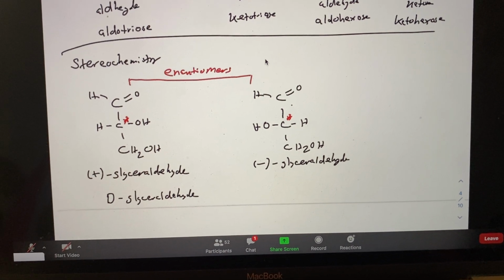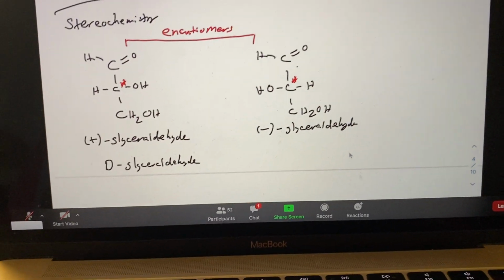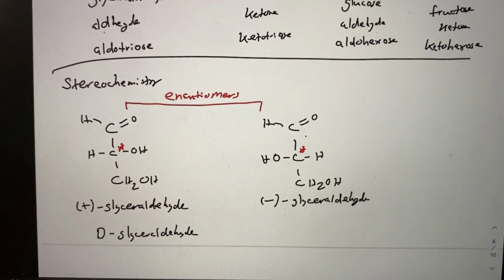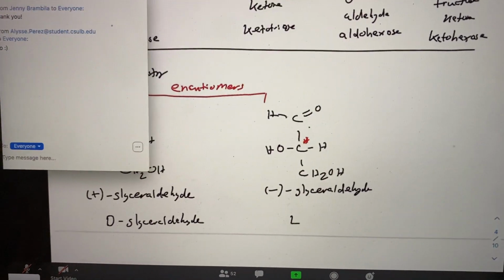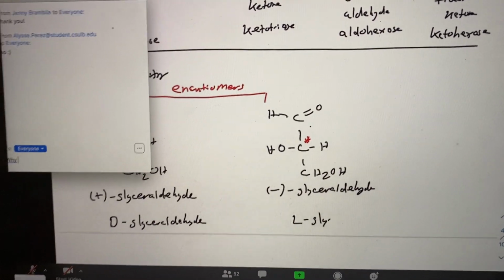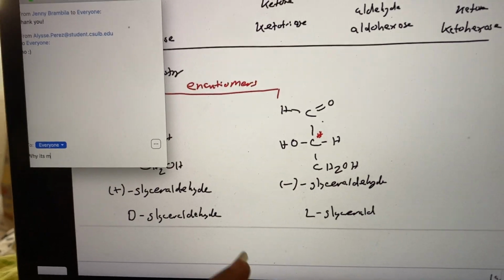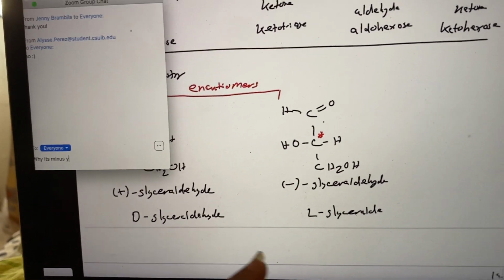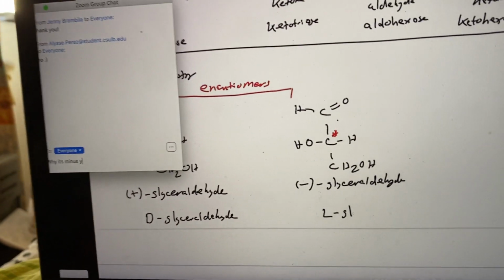And the jargon that's used in the carbohydrate world is that there are D and L sugars. So this is L-glyceraldehyde. And I don't think I have all the letters there. Start that one over.